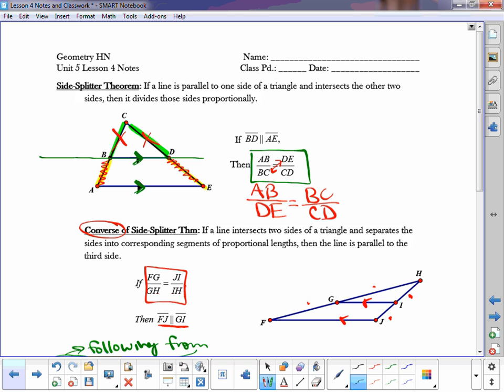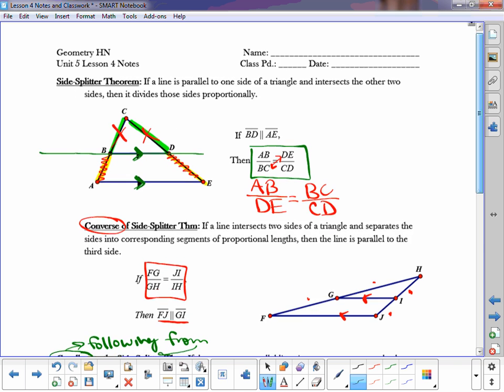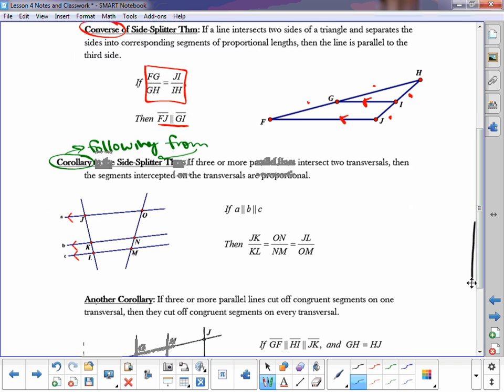Alright, so we've got side splitter and converse of that. So now let's take a look at our corollaries from there. And again, our corollaries are just kind of a follow-through from the original theorem. So my original theorem was side splitter where we had a triangle and a line parallel to the side. Our corollary is when we don't deal with the triangle, but rather a set of parallel lines. So 3 or more parallel lines, as you can see here on your picture, these are parallel, intersect 2 transversals.